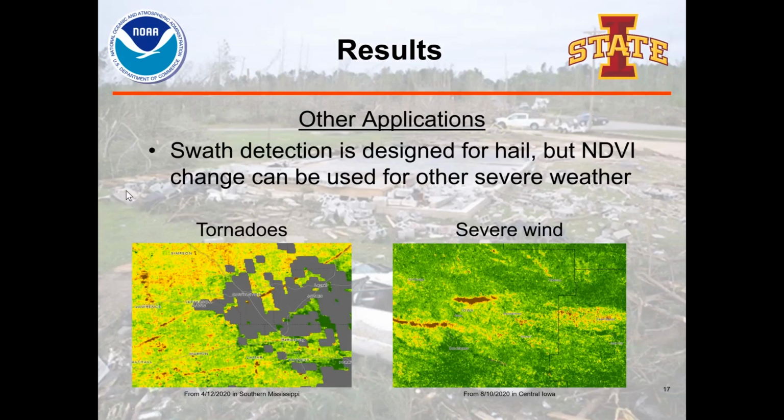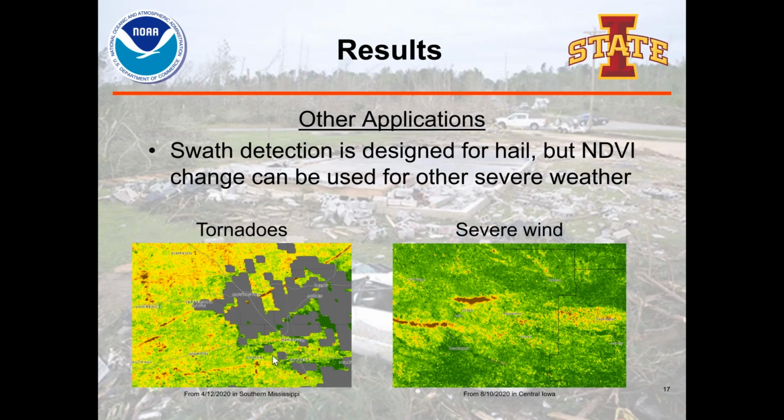And then worth mentioning also are the applications beyond just hail swaths. Any sort of crop damage is going to be detected using the program, even though it's designed to only isolate hail swaths. The NDVI change maps still provide you some information on where there may have been damage from other hazards. So in this case, with tornadoes, if you get a particularly wide tornado, they can actually show up pretty well on these NDVI change maps.